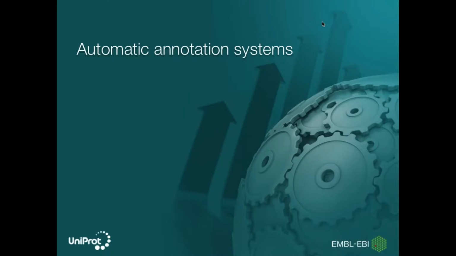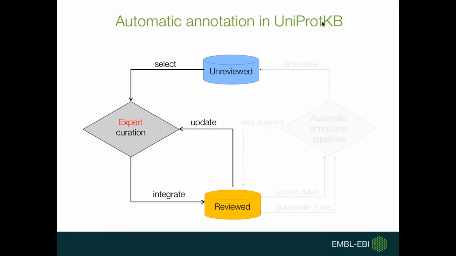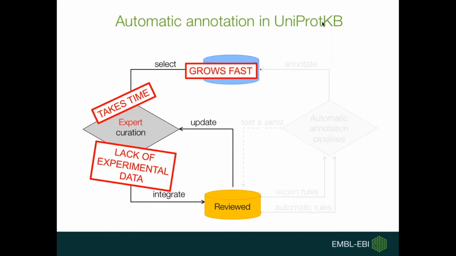Now we can move on to the automatic annotation systems. Coming back to the initial flowchart that I've shown before, where data is taken from the unreviewed part of the UniProt Knowledgebase and through expert curation feeds into the reviewed SwissProt part, there are challenges here which I've failed to mention so far. First of all, the unreviewed part, the blue bit at the top, grows very fast. I've mentioned at the beginning that it's about 100 million entries currently, and this is set to grow and will keep on growing. The expert curation, reading papers, running bioinformatics analyses, etc., takes time.